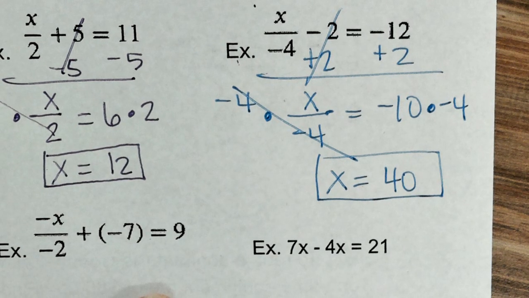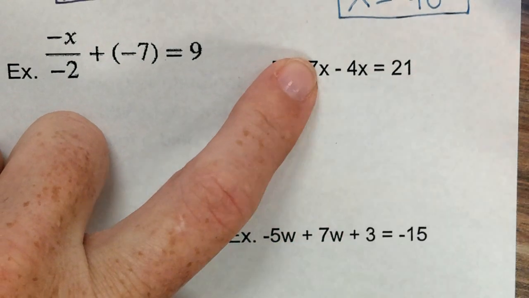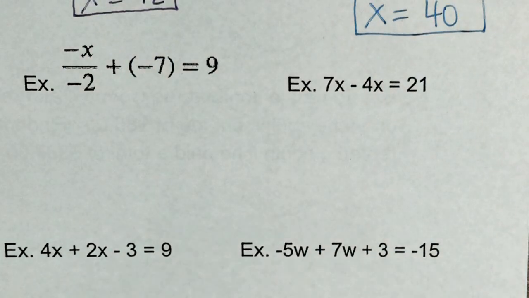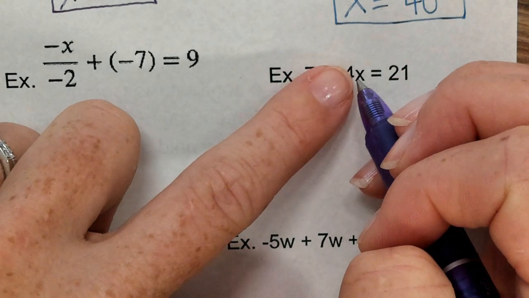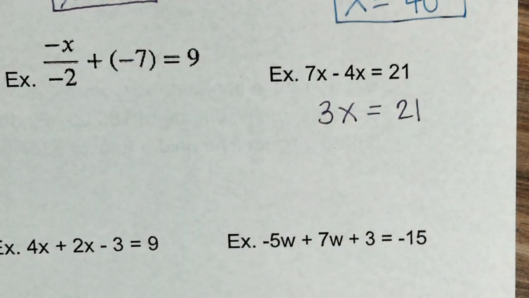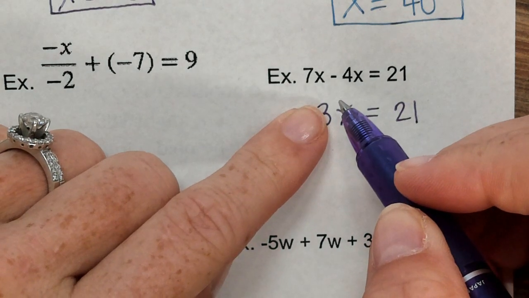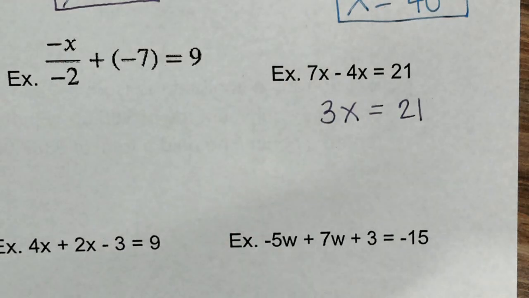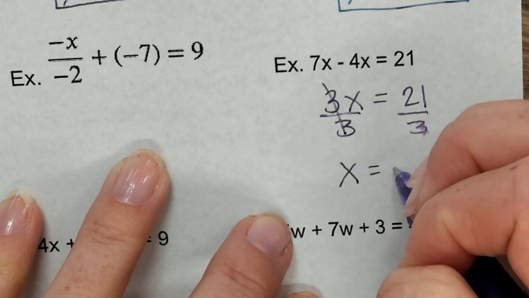Do we need to do more of those? Okay, can we skip down to this one? Are there any like terms on the left that I can combine? Yes. What is 7x minus 4x? So I have 3x equals 21. Is there a constant? No, so can I skip that step? Is there a coefficient? How would I get rid of this coefficient when it's stuck to x by multiplication? Divide. So I'm left with x equals 7.